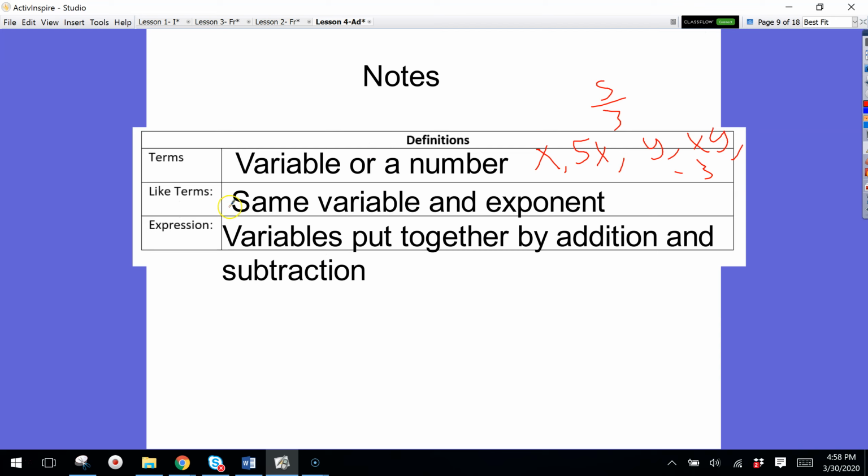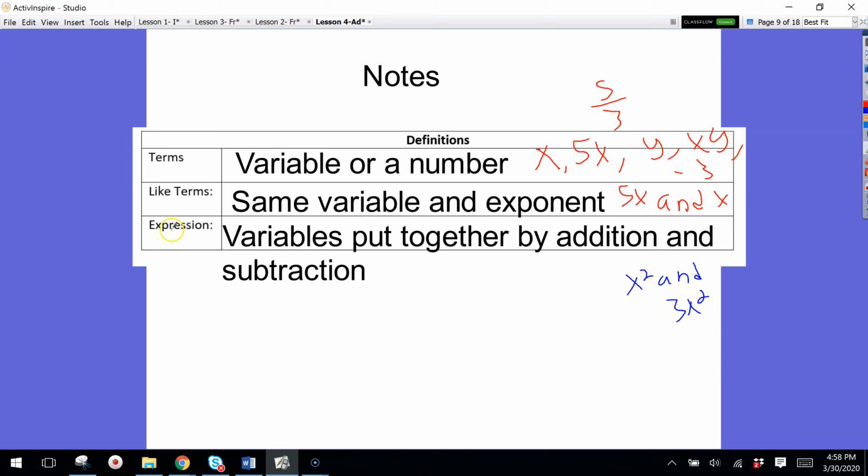Now, like terms are terms that have the same variable and the same exponent. So for example, 5x in this case and x are like terms because they both have an x to the power of 1. Now, I could also say in its own group, I can say like x squared and 3x squared. These are like terms. Now, x squared and 3x squared are not the same terms as 5x and x because this has an exponent of 1 and this has an exponent of 2.